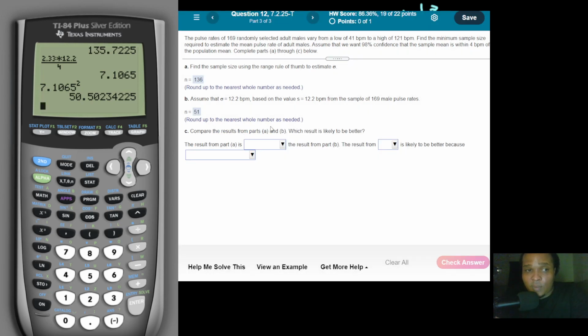Okay, compare the results from A and B. A is definitely larger than B when we do the point estimate stuff, the range rule of thumb stuff. Which result is likely better? The one that gives us a higher sample size is usually the better one. Let's see. The result from part A is definitely larger than that one. The result from part B is likely better.